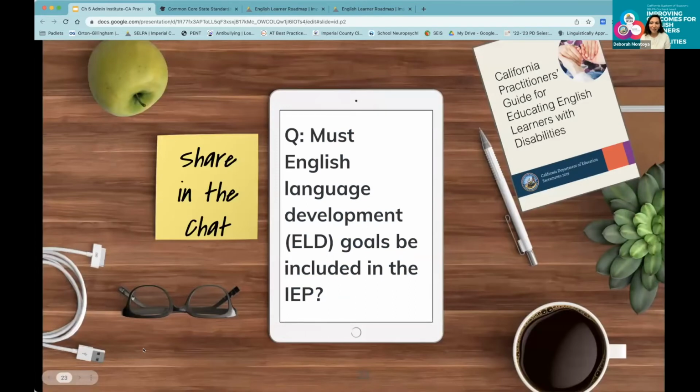So let's try a Q&A really quickly. And I'd like for you to drop it in the chat. Don't be shy. We're going to say this is a closed vault, if you will. But question that has been raised: must English language development goals be included in the IEP? Would you say yes? Would you say no? Or I'm not sure. It's always okay to say I'm not sure. So, do we need specific ELD goals in the IEP?